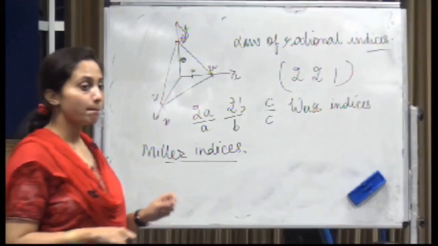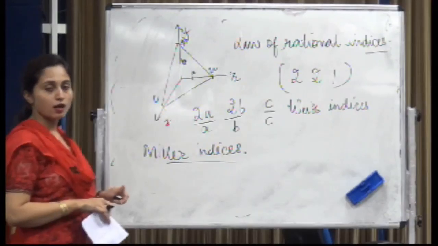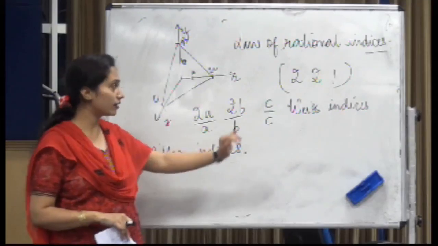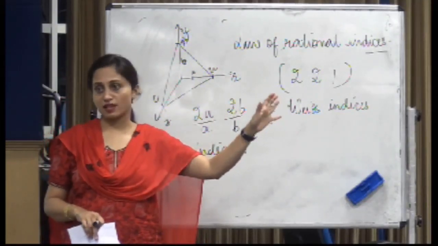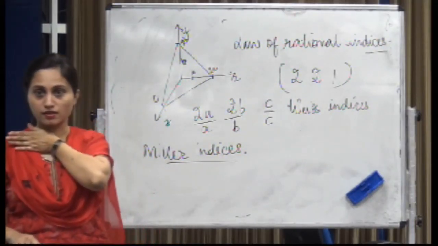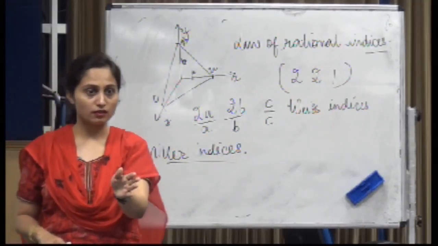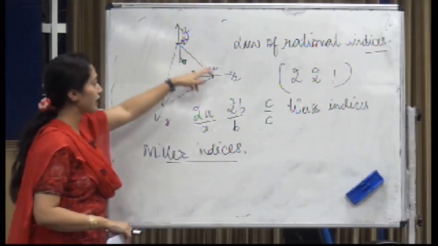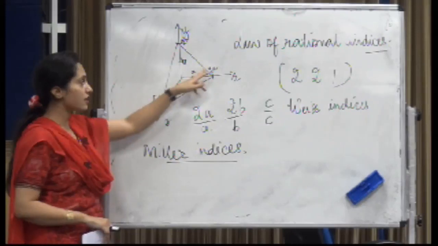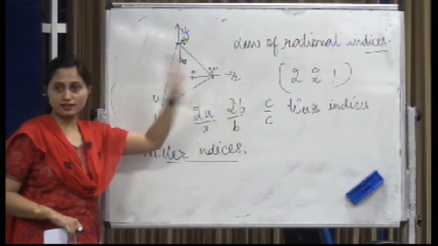I repeat, Miller indices defines a set of parallel planes, one of which passes through the origin. But before I move on to Miller indices, let me clear Weiss indices once again. We have different planes in our crystals. Those planes cut the coordinate axes at some position or the other. So this plane will be cutting my 3 coordinate axes. Which 3? X, Y and Z. Wherever it cuts and forms the coordinates, that will be my Weiss index.